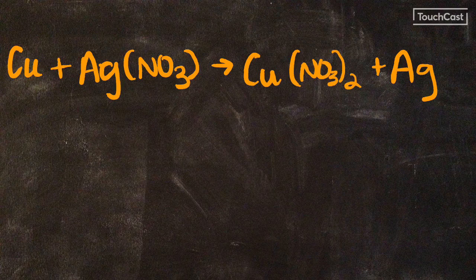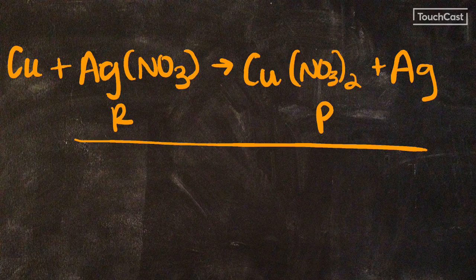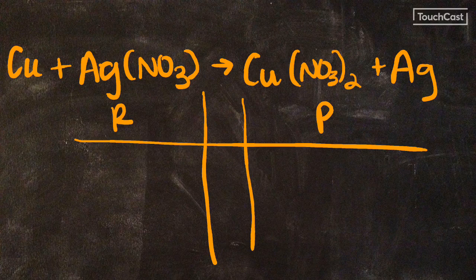Alright guys, let's do one more sample problem. We have copper plus silver nitrate yielding copper nitrate and silver. So what you got to do is identify my reactants and products and then draw a RAP chart. The reason you identify your reactants and products is so that your R's and P's are already under where they should go. We then need to identify what elements are present.